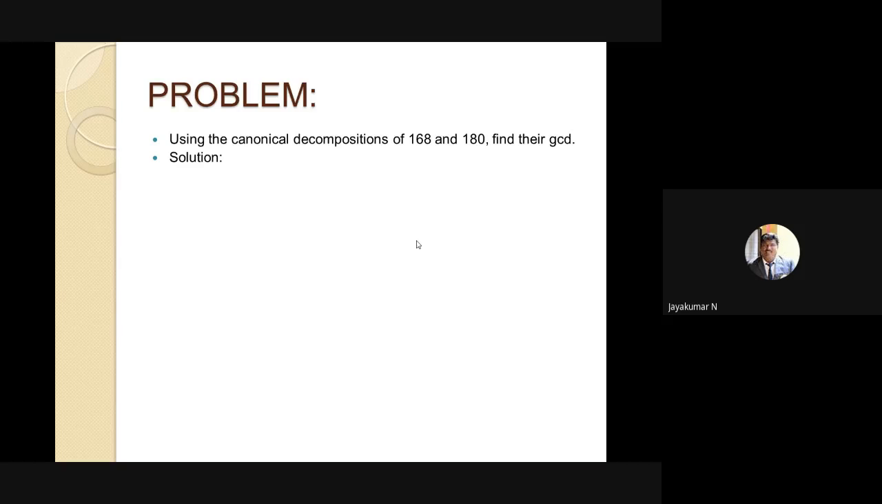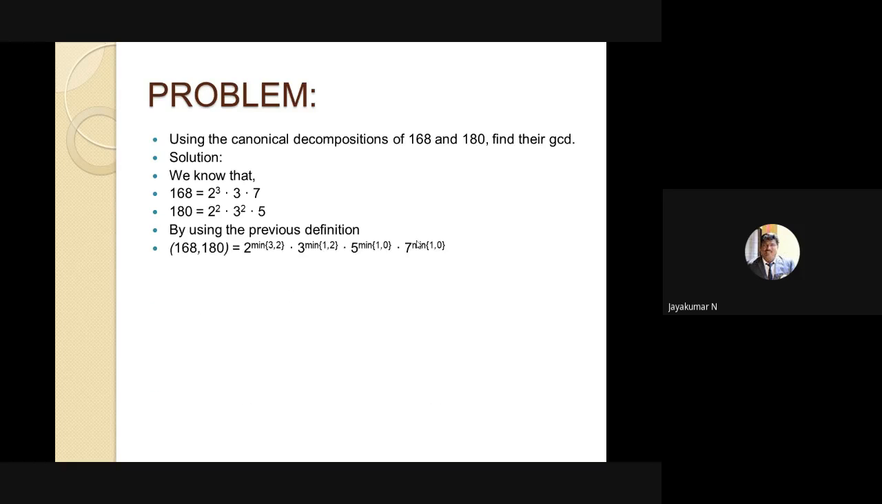Okay, we can do one problem. Using the canonical decomposition of 168 and 180, find their GCD. We know that the canonical decomposition of 168 is 2 cube into 3 into 7. That is by the division method, easily you can find this. Similarly, the canonical decomposition of 180 is 2 square into 3 square into 5. By using the previous definition, the GCD of 168 and 180 is 2 power minimum of 3 comma 2, 3 power minimum of 1 comma 2, 5 power minimum of 1 comma 0, because here there is no 5, so I can assume 5 power 0, and 7 power minimum of 1 comma 0.